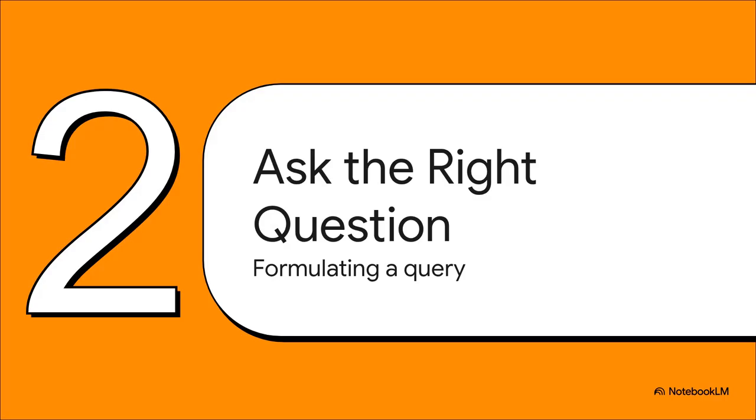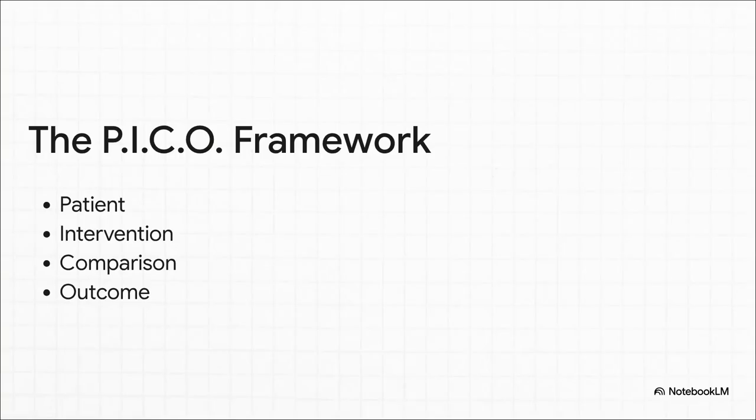Moving right along to phase 2, asking the right question. Once we've got our bug report in hand, we have to translate this kind of vague clinical worry into a highly structured, executable query. And we do this using the PICO framework, P-I-C-O. It stands for Patient, Intervention, Comparison, and Outcome. Think of this acronym as your ultimate clinical search schema, okay?